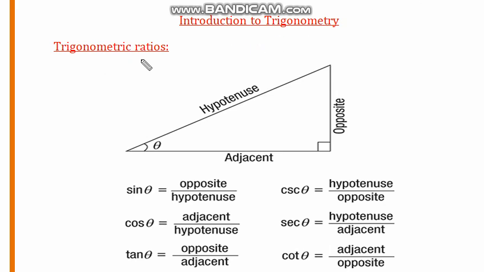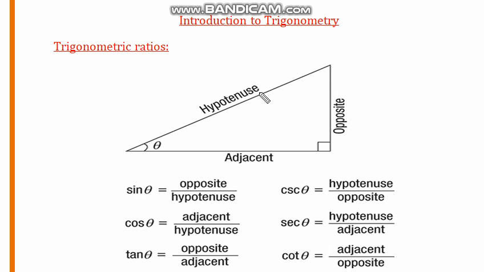Students, we will discuss trigonometric ratios. By using these ratios, we can find height, distance, slant height, and angles. Students, you must know about this. We already discussed these things in the Pythagoras theorem.